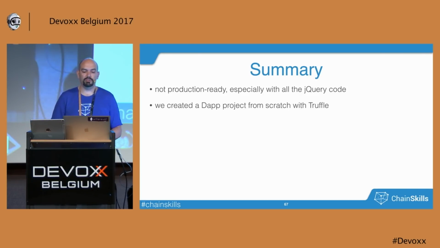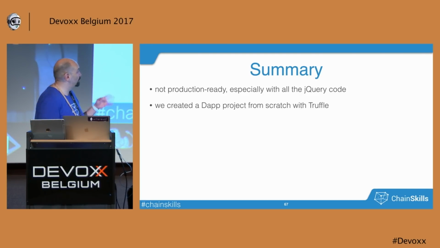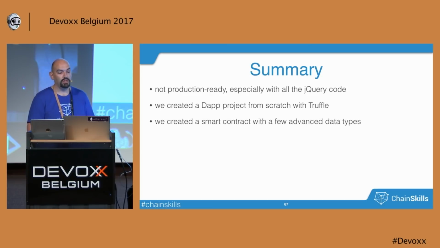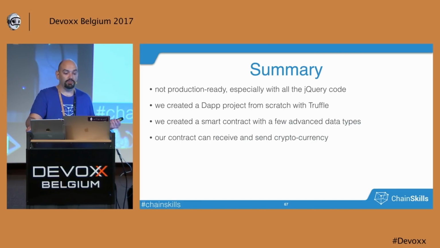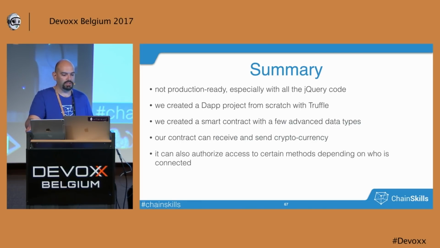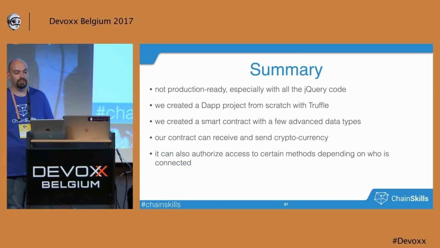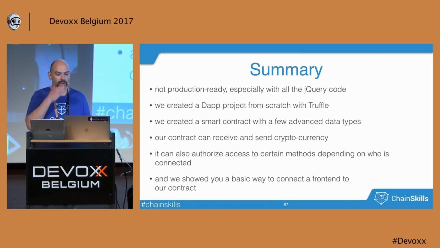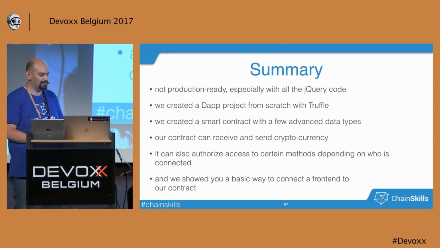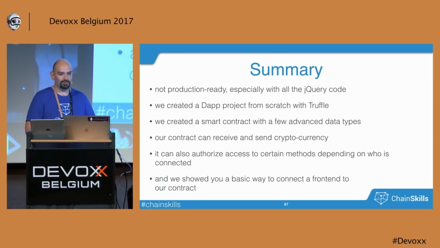So we created a dApp project from scratch using Truffle. We created a smart contract with a few advanced data types like mappings and structured types. Our contract can receive and send cryptocurrency, and it can also authorize access to certain methods depending on who is connected. And we almost showed you a basic way to connect a front end to our contract. Almost.